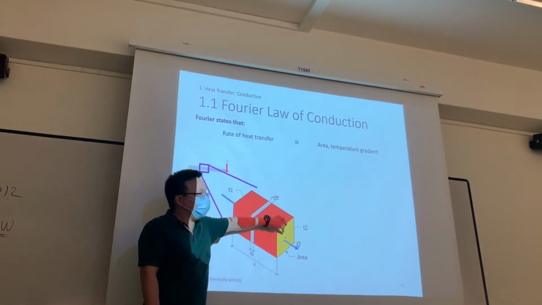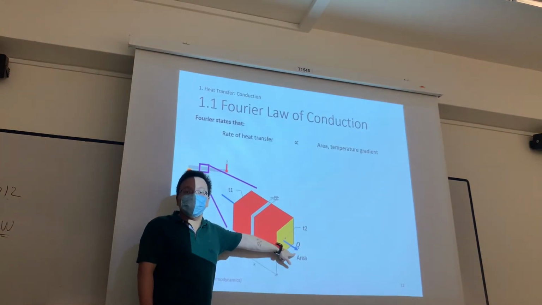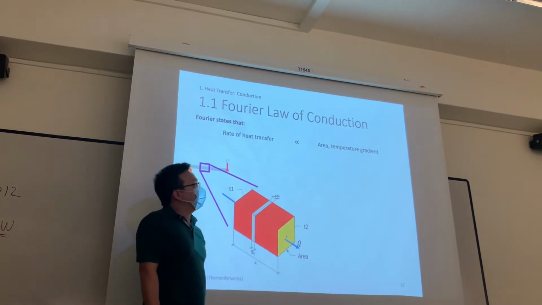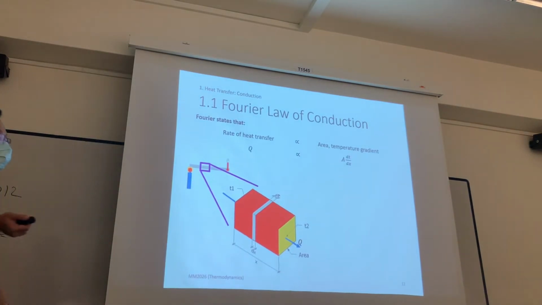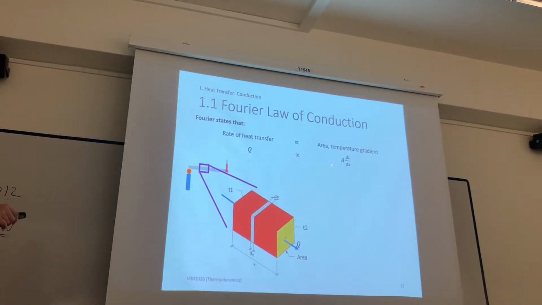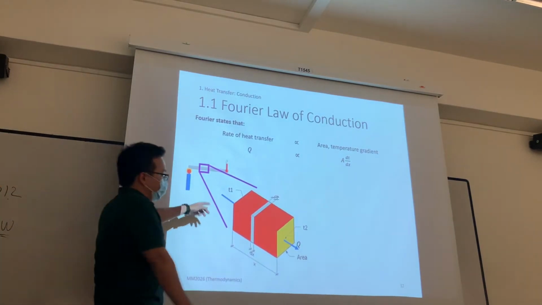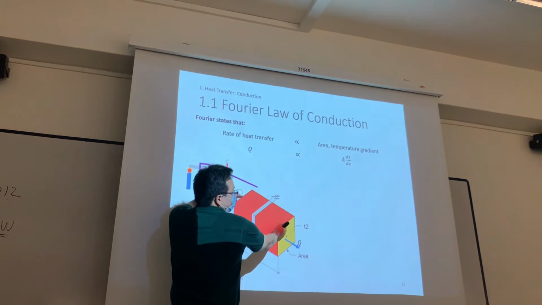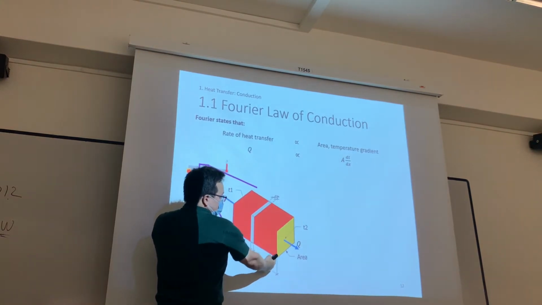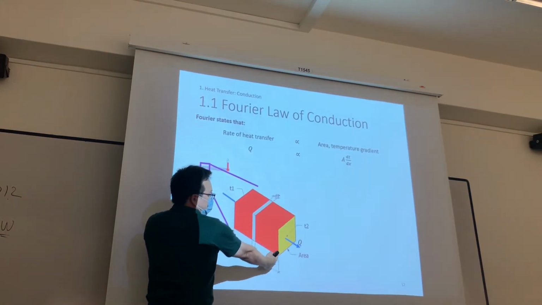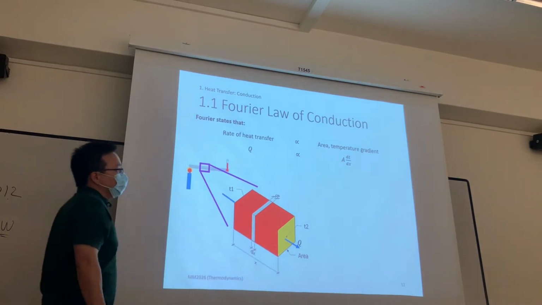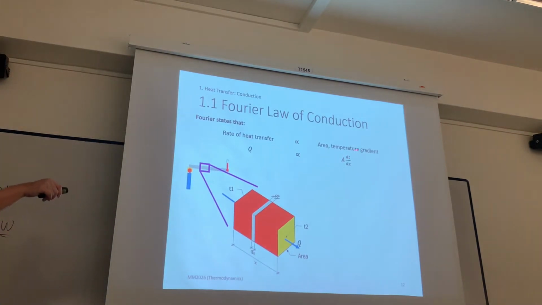No, you use the area where the heat is passing through. Are we clear? Alright? So, if you write in mathematics, you will see Q is proportional to A and the temperature gradient. This is dT over dx, meaning the temperature difference dT over the difference in length dx. If you don't want to know, if you want to look at calculus, you can ignore it.